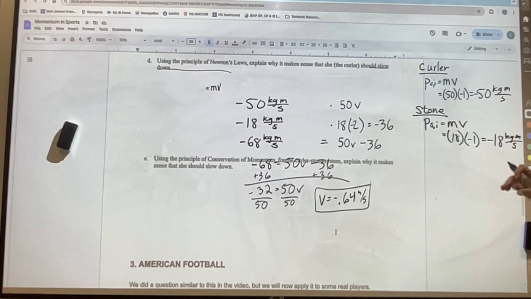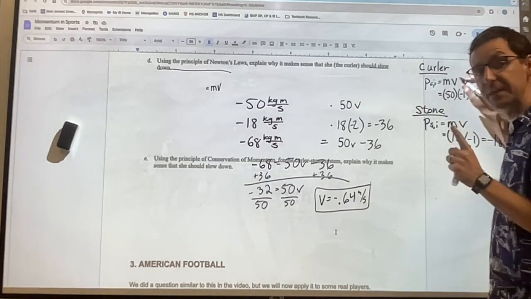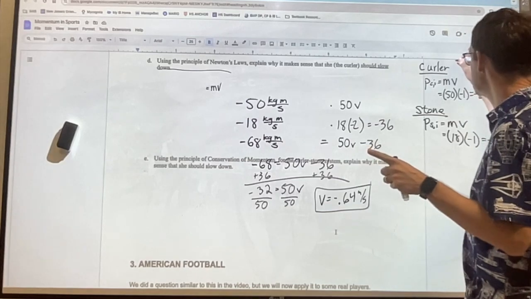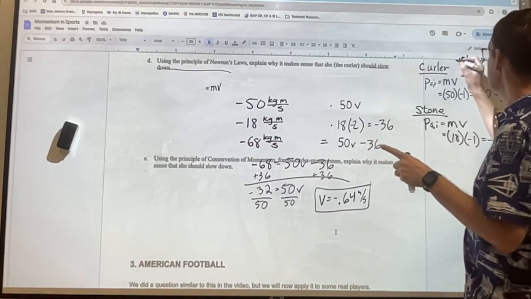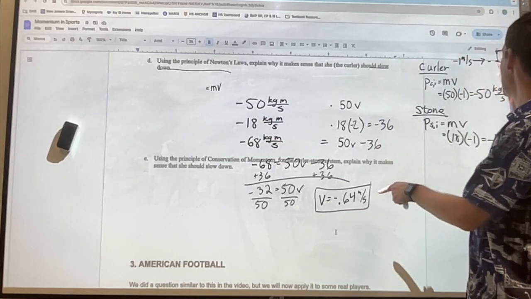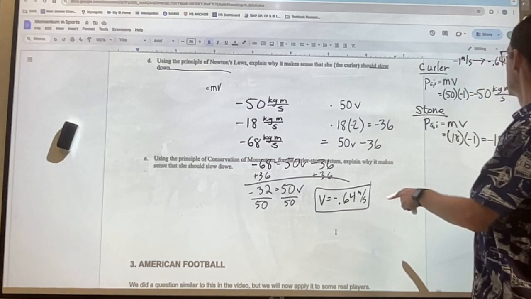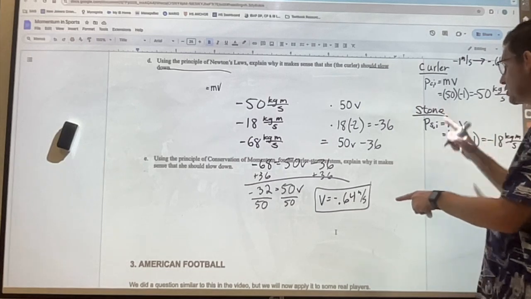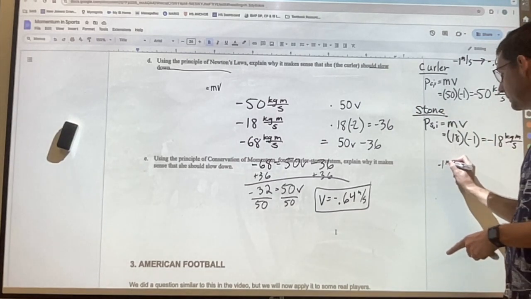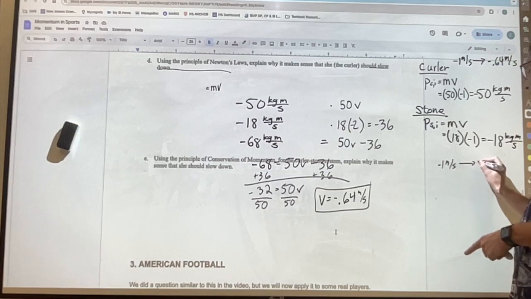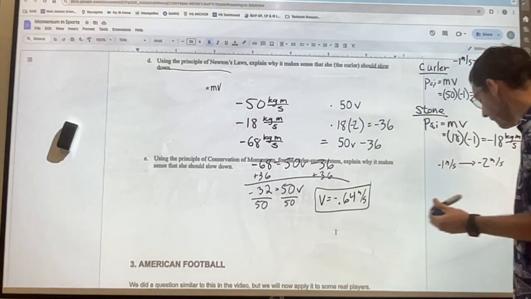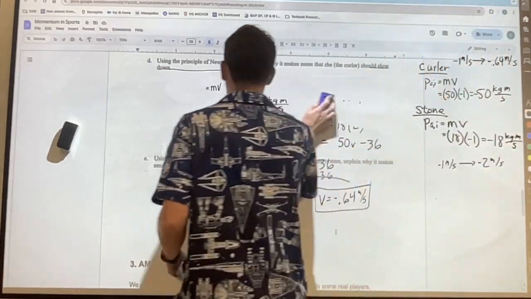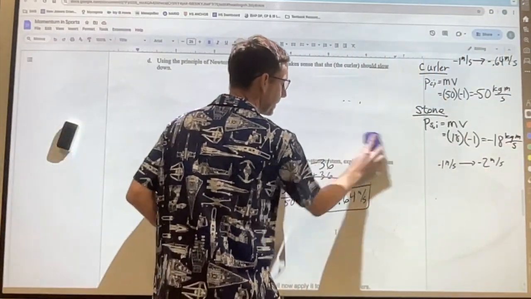I'm going to remind myself that the curler initially was 1 meter per second, and now it's negative 0.64 meters per second. The stone was negative 1 meter per second, and now it's negative 2 meters per second, because that might be helpful as I go into answering the last couple of questions. Okay?